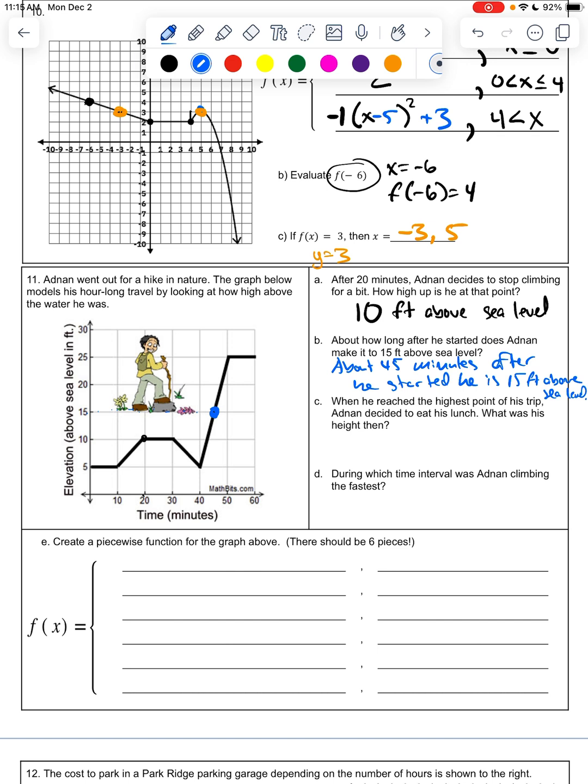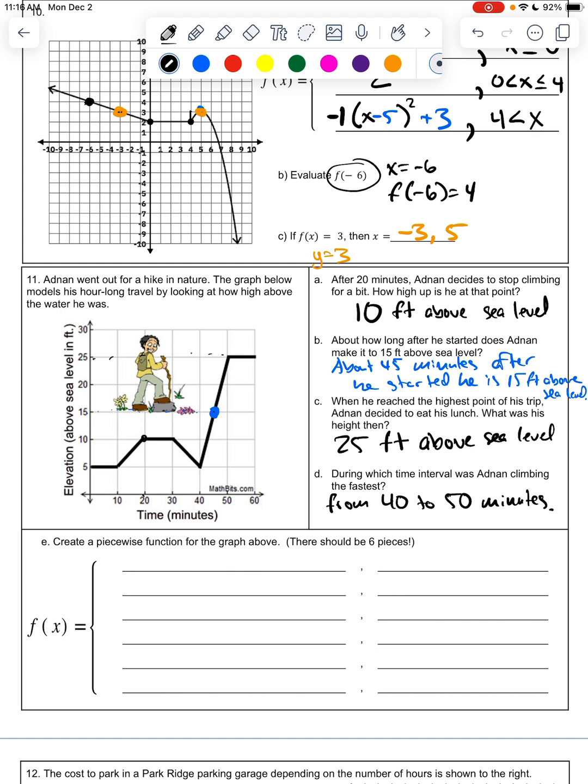When he reached the highest point of his trip, Adnan decided to eat lunch. What was his height then? The highest height we see here is 25 feet above sea level. All those are pretty straightforward. Make sure that if it's asked in words, that there's a situation, you answer in words. During which time interval was Adnan climbing the fastest? That's really asking where is the steepest slope. That time interval is from 40 to 50 minutes. It doesn't ask us how fast he's traveling at that point, but we will need it in a moment.